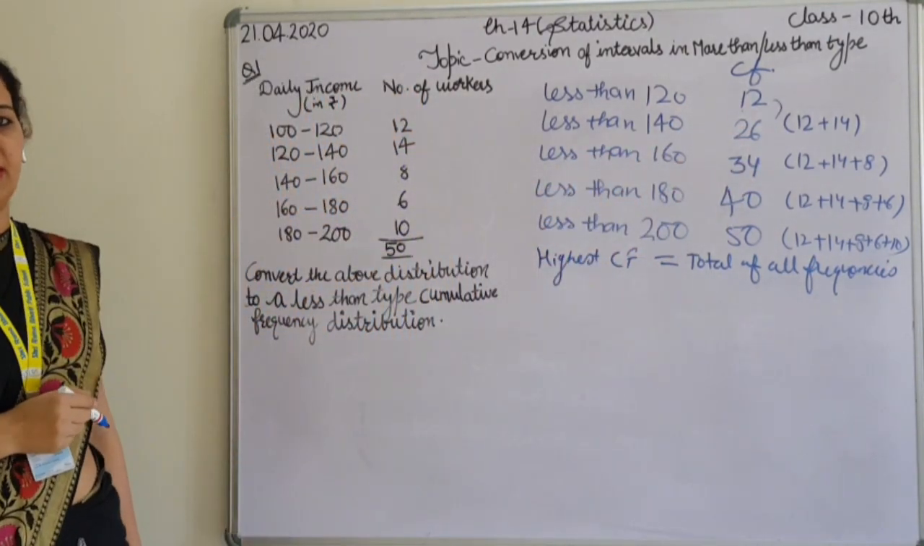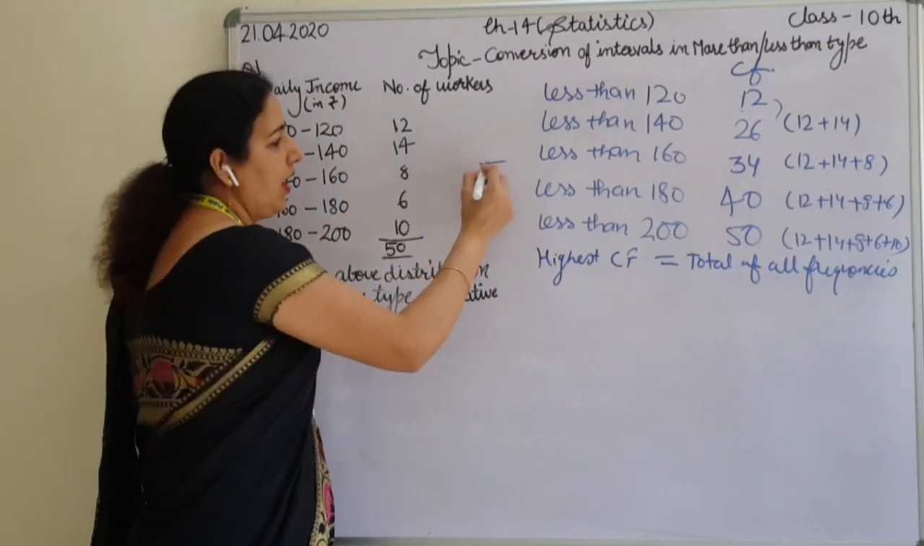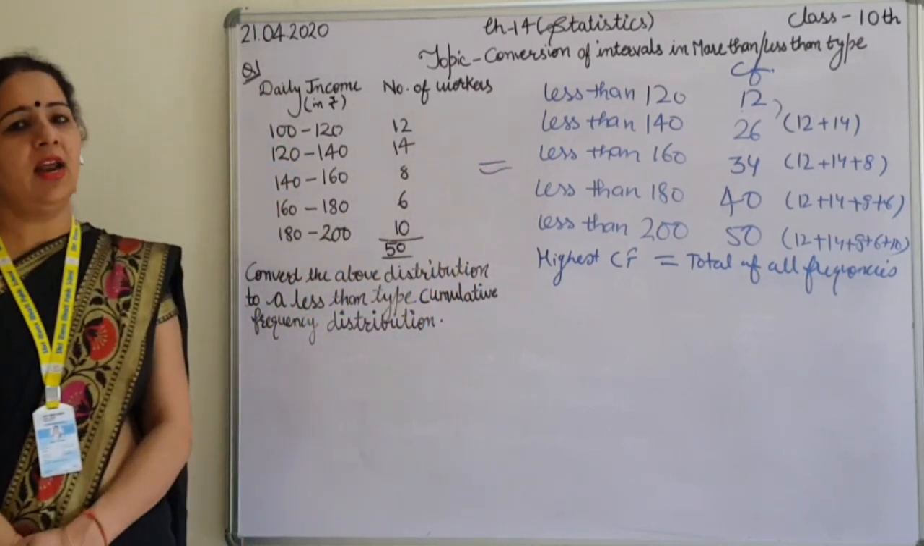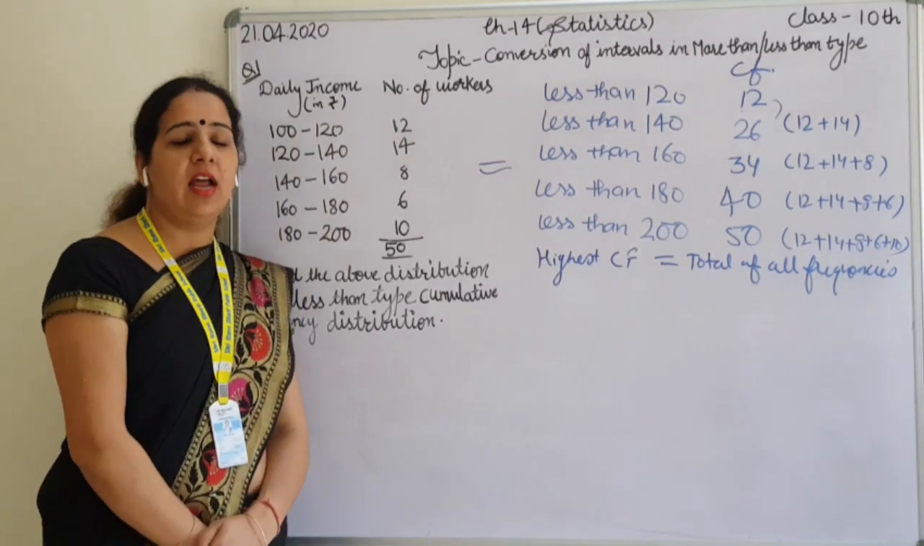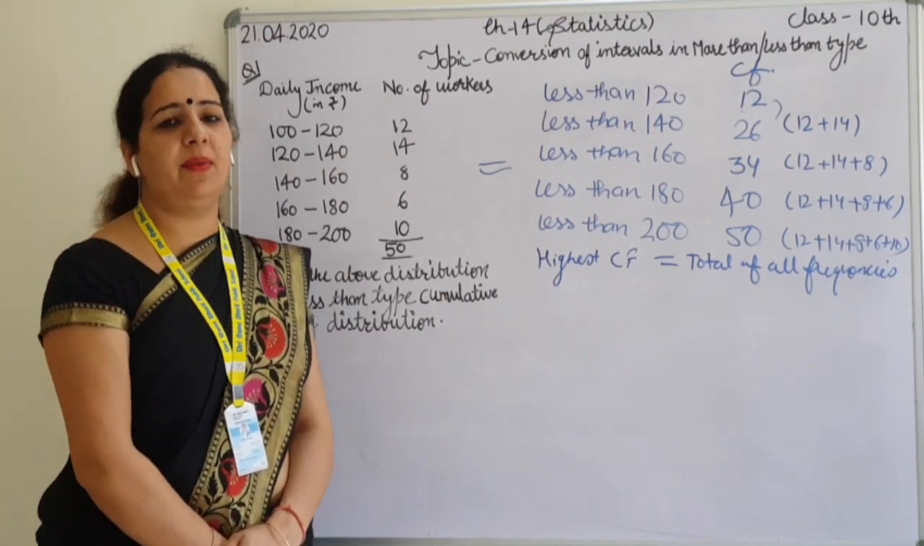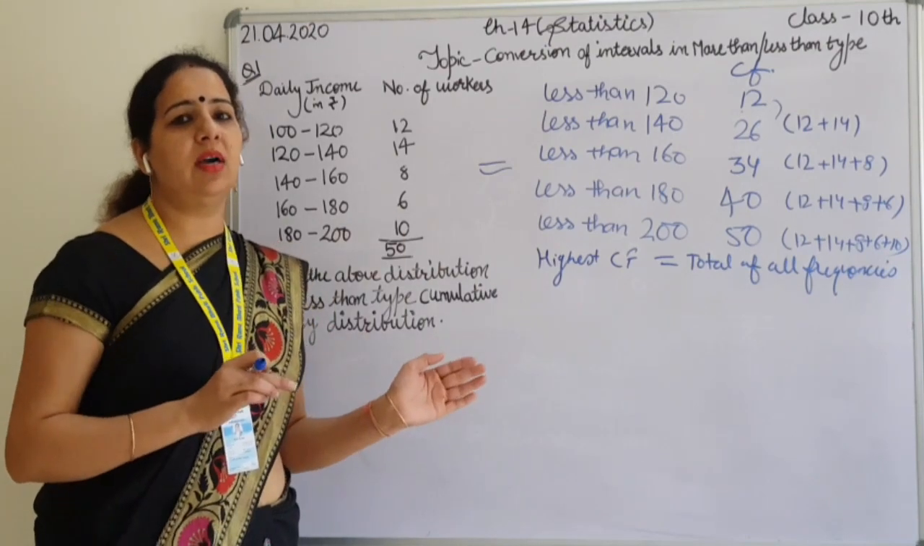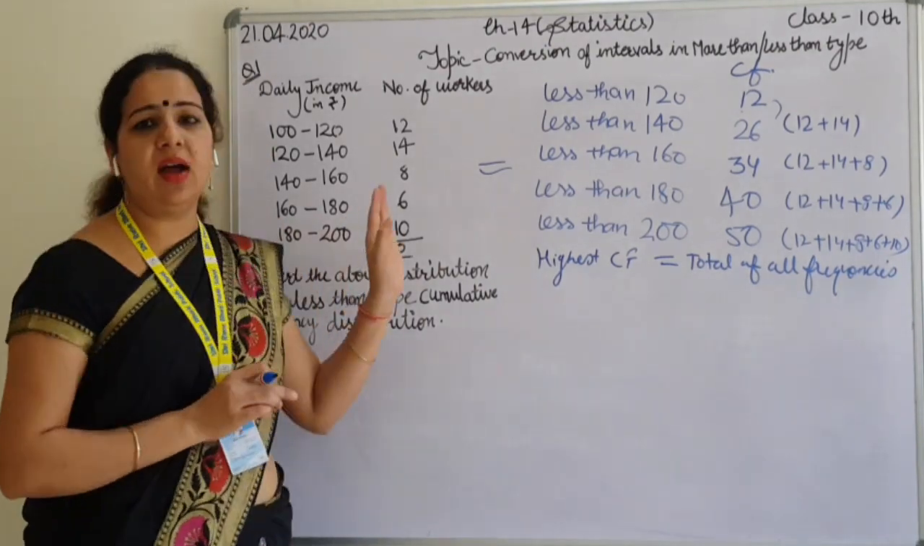The answer will be turned to this. It means they both are equal. They both are equal. We have done here till here correctly. Clear class? Now the next example will be of how to convert the intervals in the more than type.